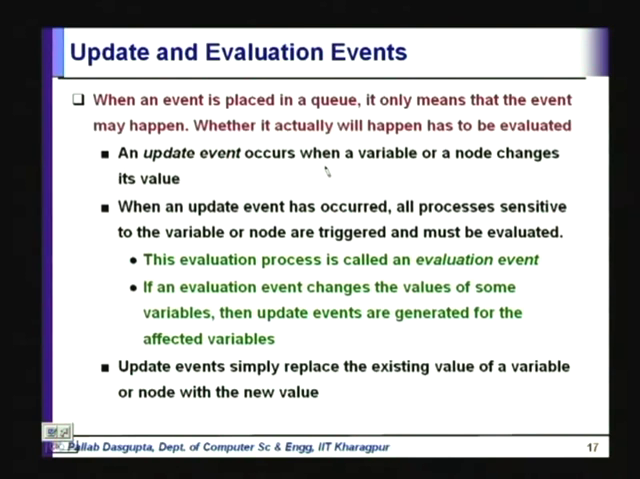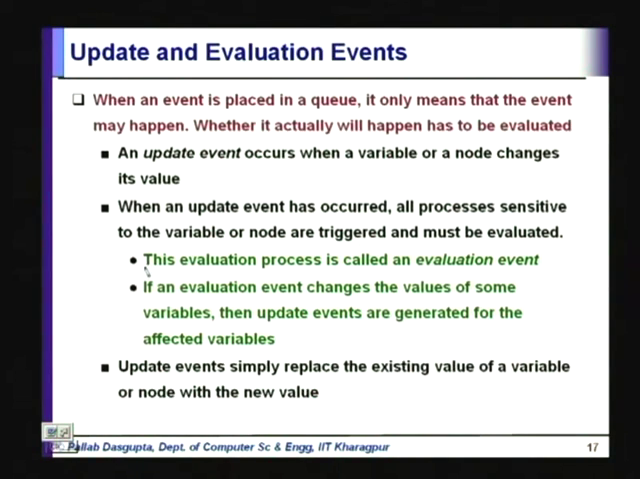An update event occurs when a variable or a node changes its value. Any change in the value of a variable or a node is called an update. When an update event has occurred, all processes sensitive to the variable or node are triggered and must be evaluated. That is fair enough: whenever some signal changes, you look at the fan out of that signal and schedule an evaluation event for all of them.